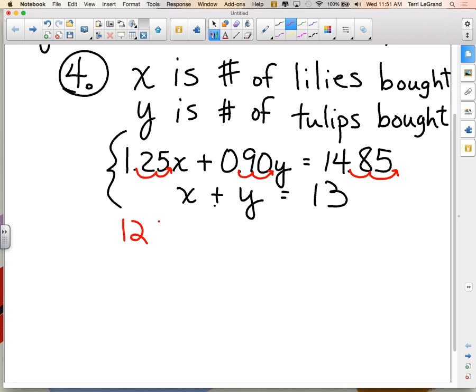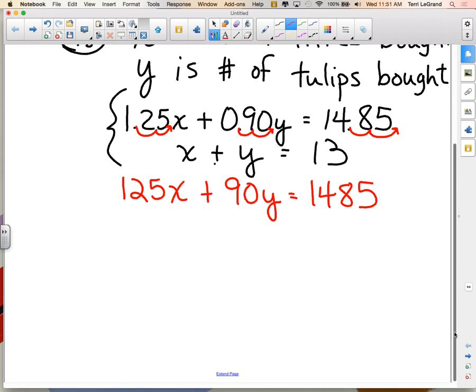Now we really could rewrite this: 125 pennies for every lily, plus 90 pennies for every tulip. Altogether, I gave them 1,485 pennies. That's probably how we would really do it, but now we don't have to deal with decimals, okay? So we can just rename that, and now we have X plus Y still. We don't need to rename this one, do we? Okay.